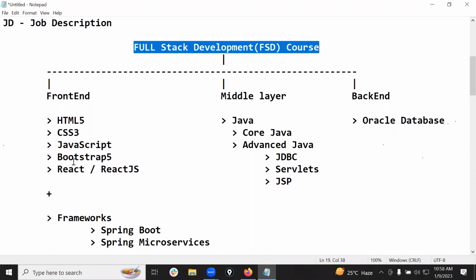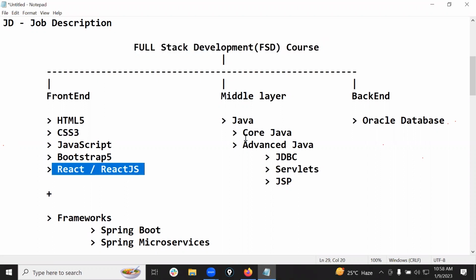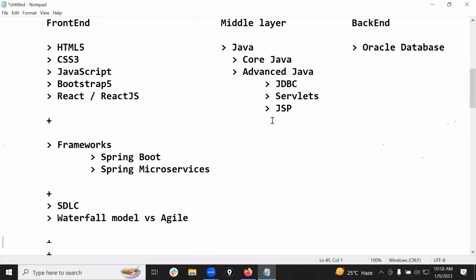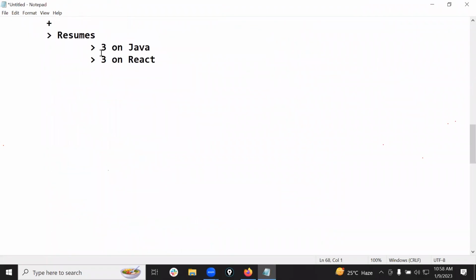One, you can apply for React developer. Otherwise, you can apply for Java developer. Otherwise, you can get into the company as a full stack developer. Full stack developer means you know React also, you know Java also. Understood my point here? That is the reason I am telling you. I will give you three sample resumes, three on Java, three on React. Total six resumes I will give you. You don't need to prepare. Anyhow, you people are good at copy paste, right? Same thing we will follow.